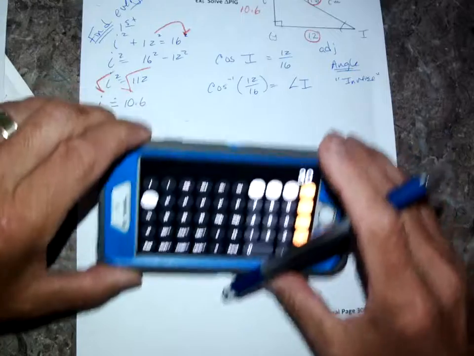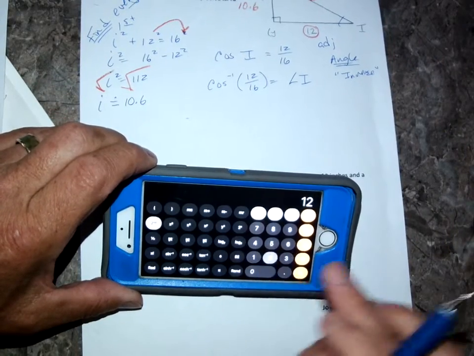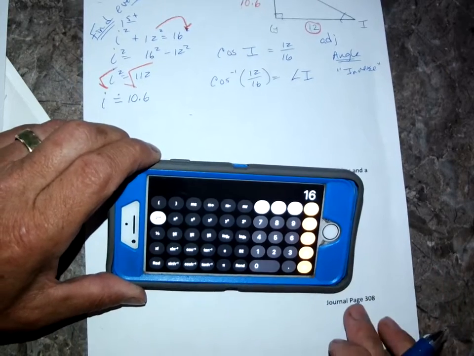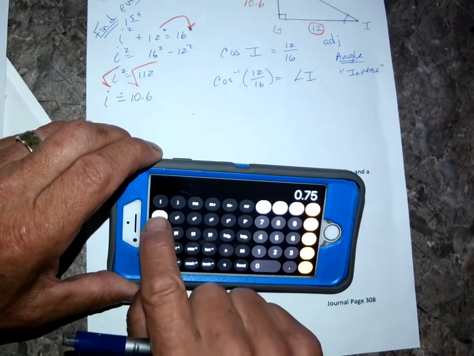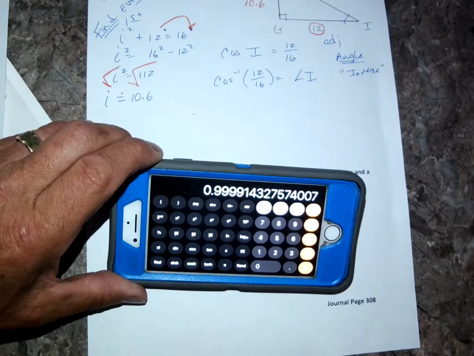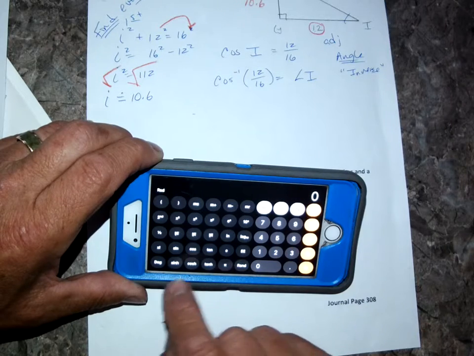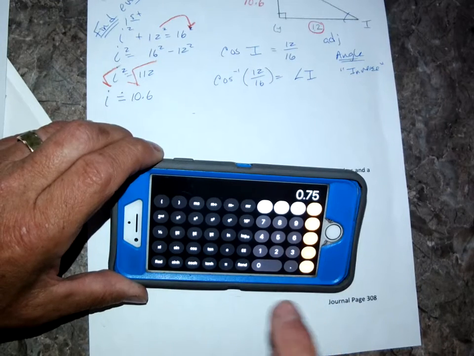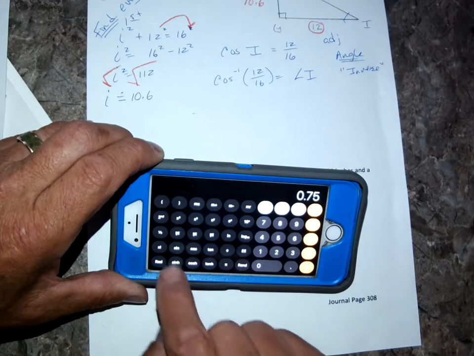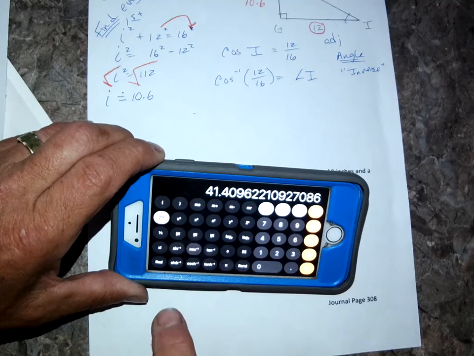So on my phone, what you gotta do first is 12 divided by 16. It's all backwards on your phone. 12 divided by 16, equals, and I get a decimal. And then I've gotta go second cosine. I'm in the wrong mode. I gotta go radians to degrees. Let's try this again. 12 divided by 16 equals, and then second cosine. There we go, 41.4 degrees.